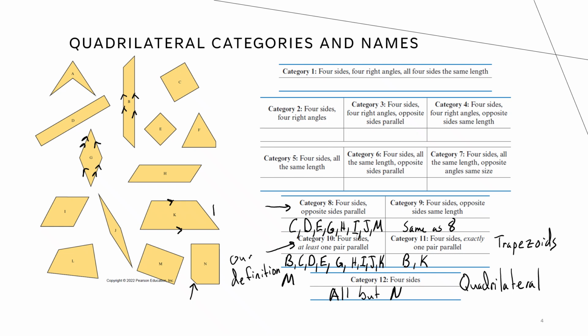Category 8 is how we define parallelograms. A parallelogram is a shape with four sides, opposite sides parallel. It just turns out that if you force opposite sides to be parallel, you also get opposite sides the same length.